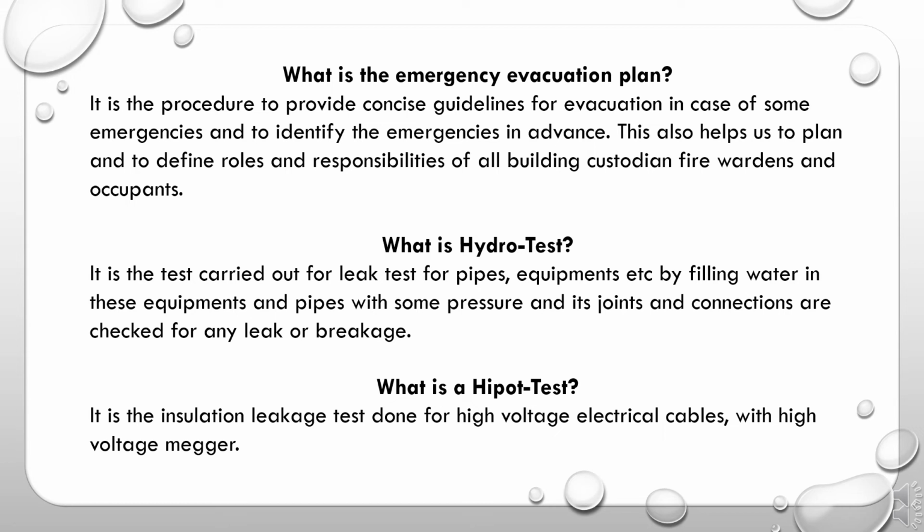What is the emergency evacuation plan? It is the procedure to provide concise guidelines for evacuation in case of some emergencies and to identify the emergencies in advance. This also helps us to plan and to define roles and responsibilities of all building custodians, fire wardens and occupants.